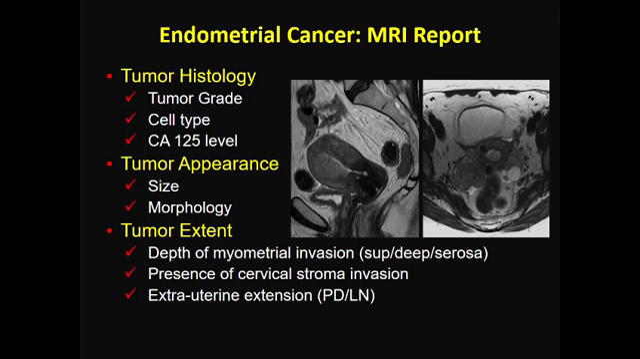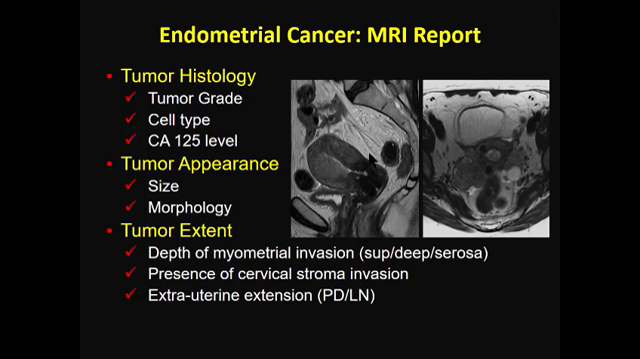does it involve the serosa or not, is there any cervical stroma invasion? Just don't forget the endocervical extension doesn't change the staging anymore, but cervical stroma invasion makes it a stage 2. And of course, is there any extrauterine extension into peritoneal disease or lymph nodes?